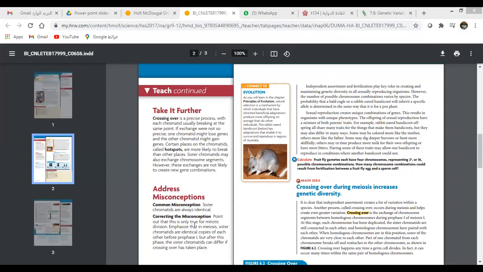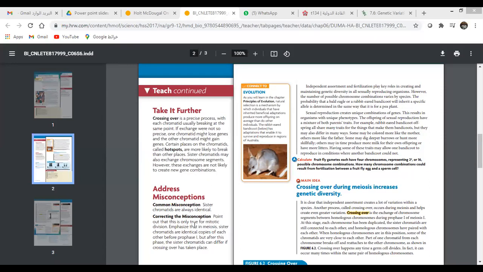Because in asexual reproduction I don't have fertilization. It's the same cell dividing, so it gives an identical generation. I don't have genetic variation. But because of sexual reproduction, I have fertilization that happens between two different sexes, and this creates a combination and genetic variation between the genes. Right, Lujain? Yes. So what we talked about now are the independent assortment, which happens during meiosis one, and fertilization. These are the two key roles that maintain genetic diversity in sexually reproducing organisms.